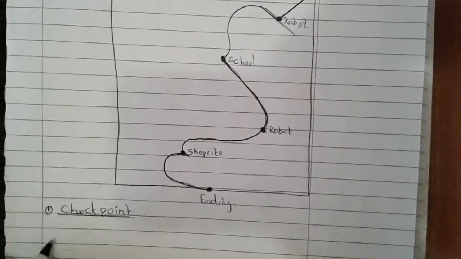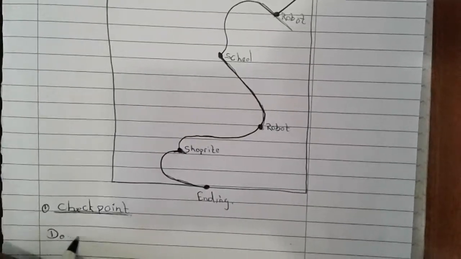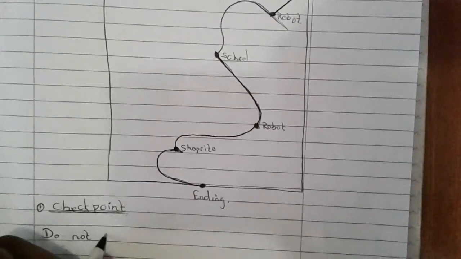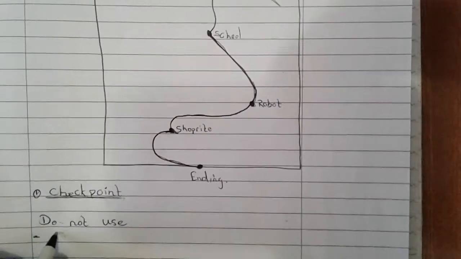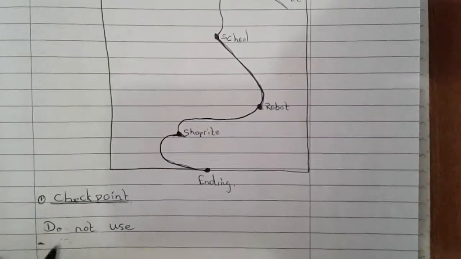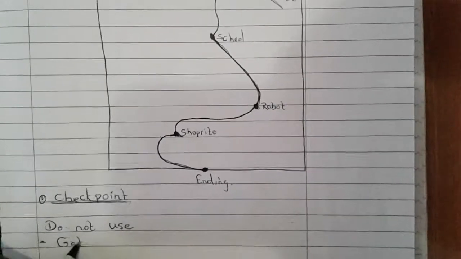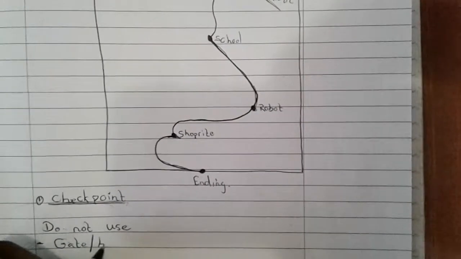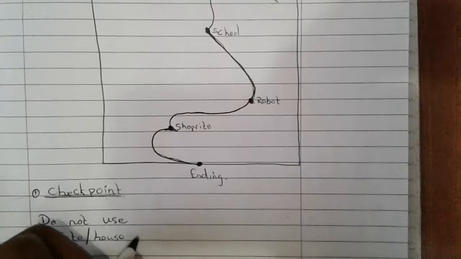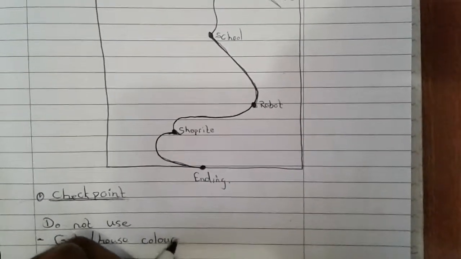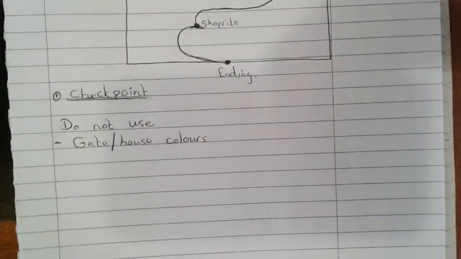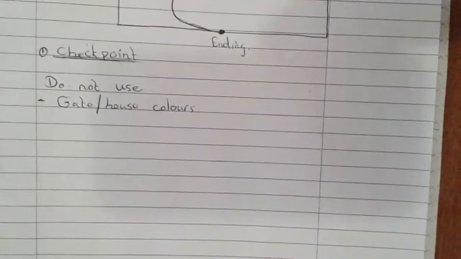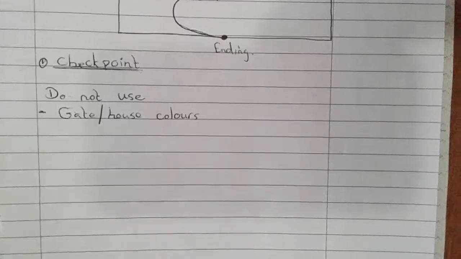So this is what you do not use. As I mentioned, you don't use gate or house colors, because they can change at any time. You can say there's a green or blue house only to find out it's cream white the next day. Now it's going to confuse the person you're giving directions to.